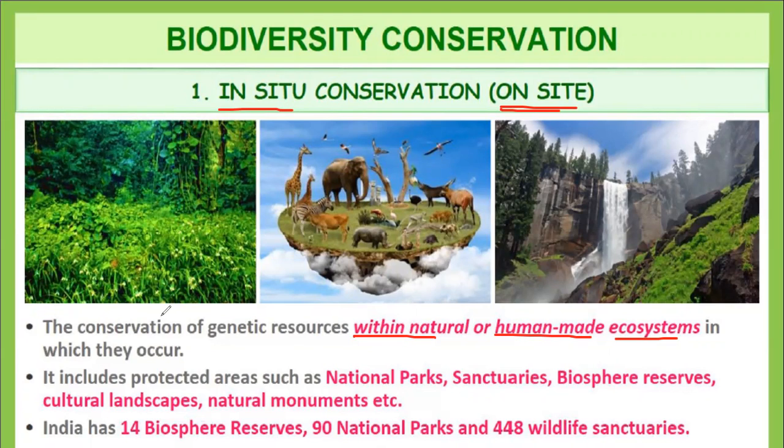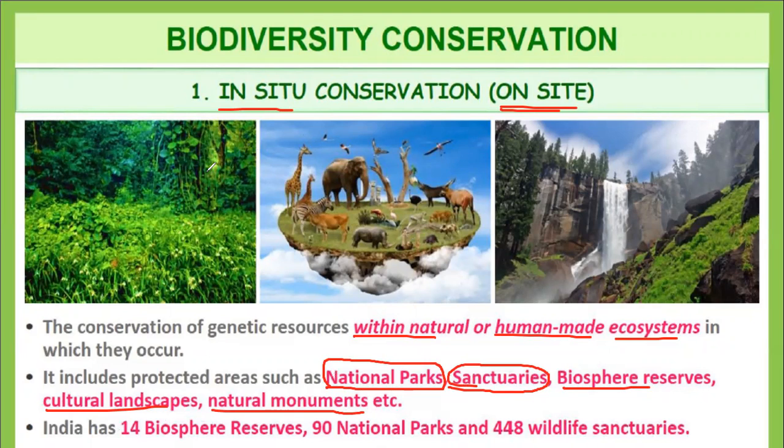In-situ means the animals are conserved in their natural habitat. For example, the places such as national parks, sanctuaries, biosphere reserves, cultural landscapes, natural monuments. Guys, for example, the Western Ghats, the Periyar Wildlife Sanctuary, the National Park, sanctuaries, cultural landscape, natural monuments.